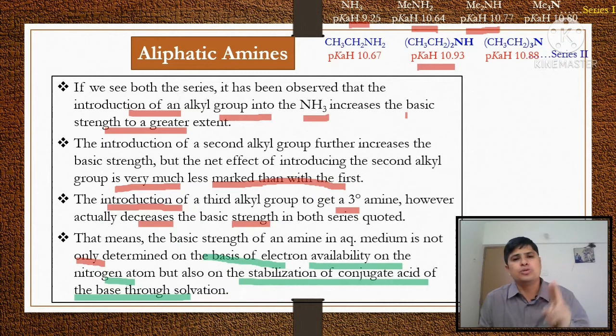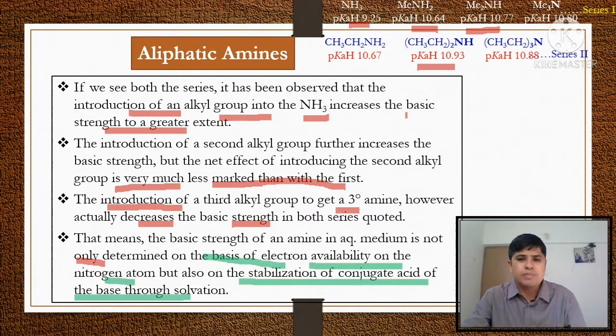That means for the basicity of an amine, there are two factors. One is that it should donate a lone pair to a proton very easily, or we can say it should accept a proton very easily. This is the first factor. The second factor is that after acceptance of a proton, there will be formation of a conjugate acid, and that conjugate acid should get stabilized very well. If these two factors are good, that amine will be more basic than the other amine.